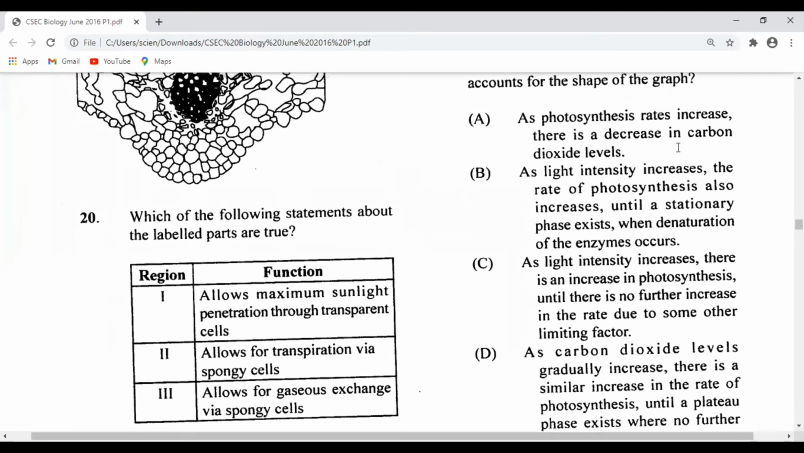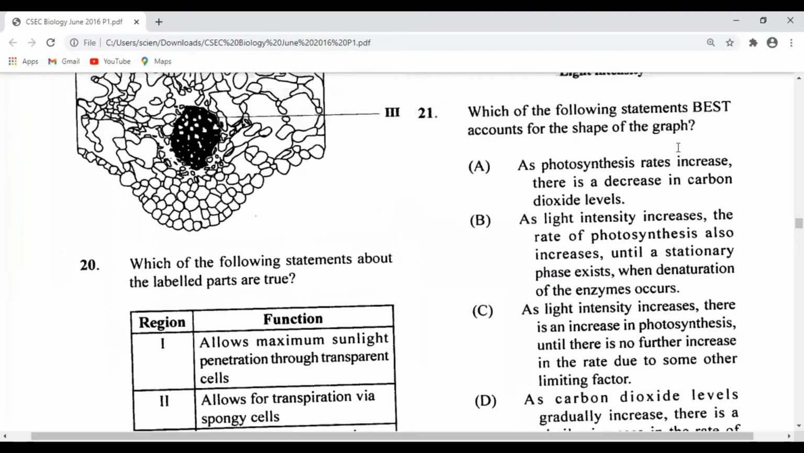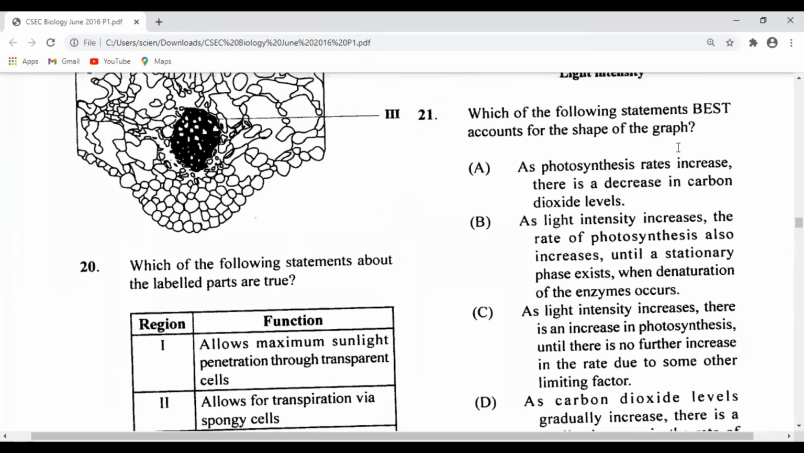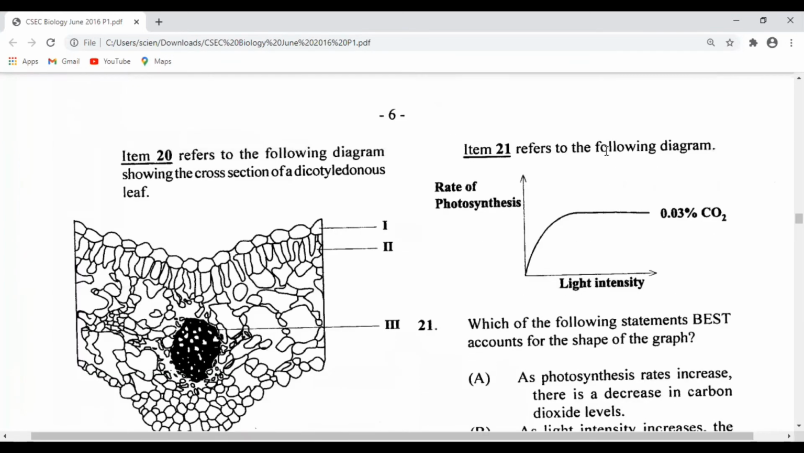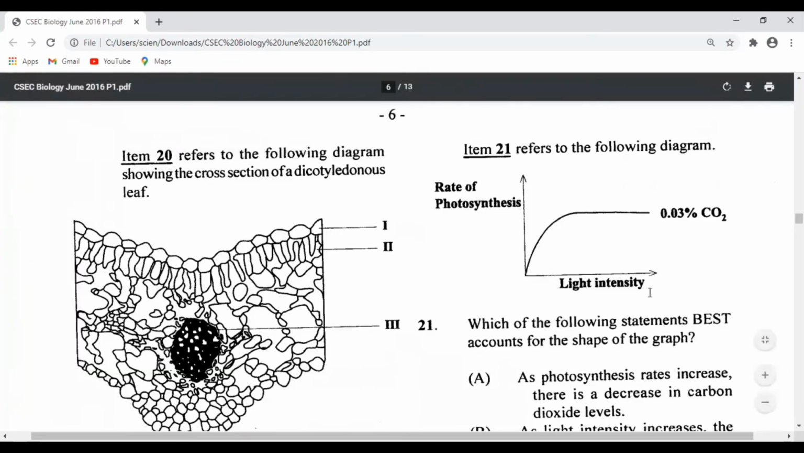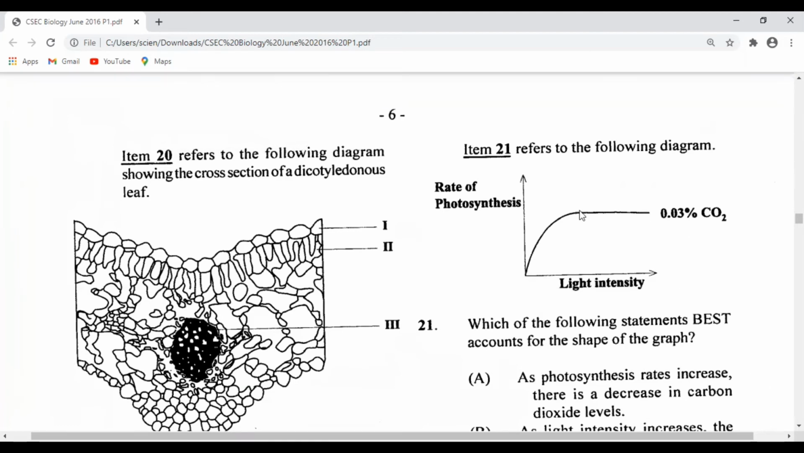So if you find some answers that are close, I normally read over the question, and if it's a diagram, I'll look back at the diagram. So they're asking, which of the following statements best account for the shape of the graph? So we realize in the graph that as the photosynthesis increased, the light intensity was increasing until something happened and it is constant. So the rate of photosynthesis actually is constant, but the light intensity is still increasing.